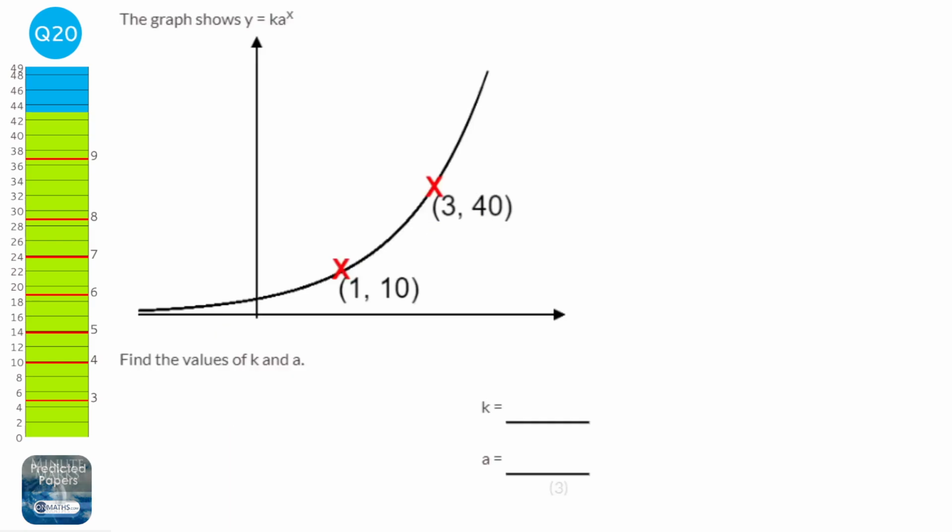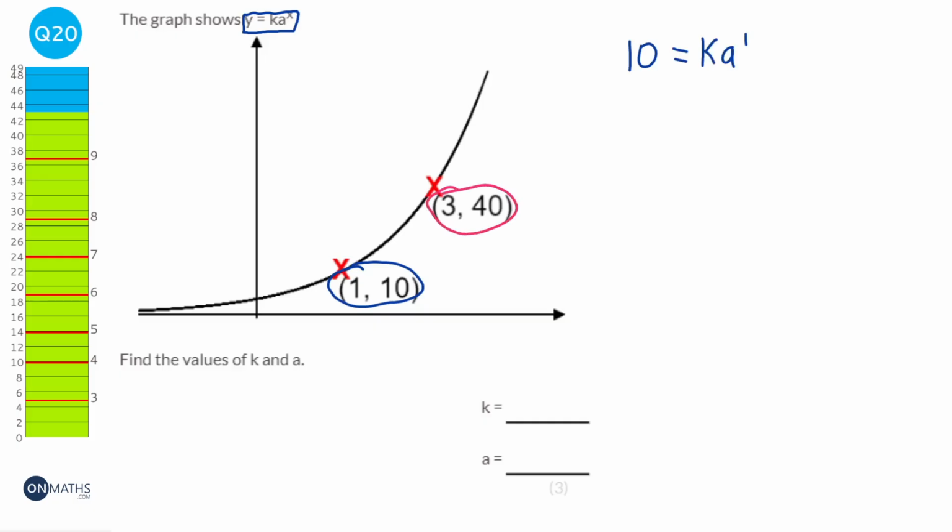So we're given the equation of the line, which is y equals ka to the power of x. And we're given two coordinates. So we're looking at this first coordinate and put that into the equation. So y is 10 equals ka to the power of x, which is 1. And we're going to do the same with the other coordinate. So we've got 40 equals ka to the power of x, which is 3.